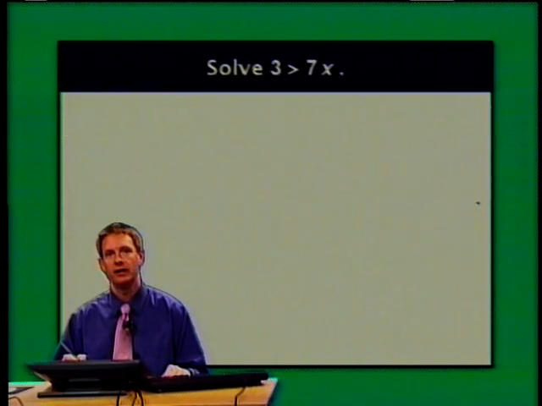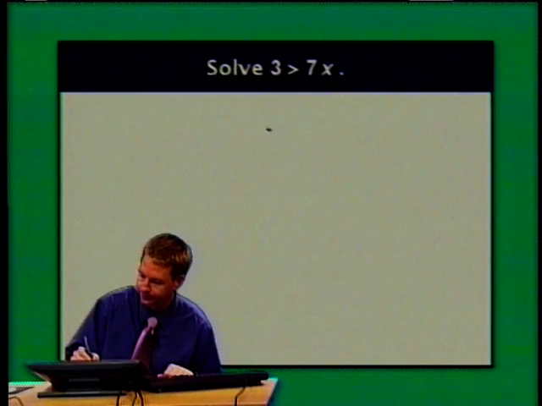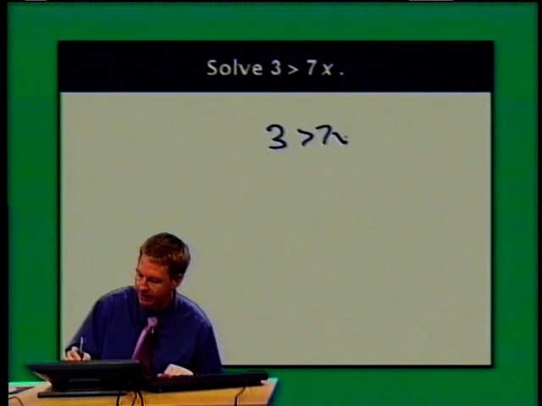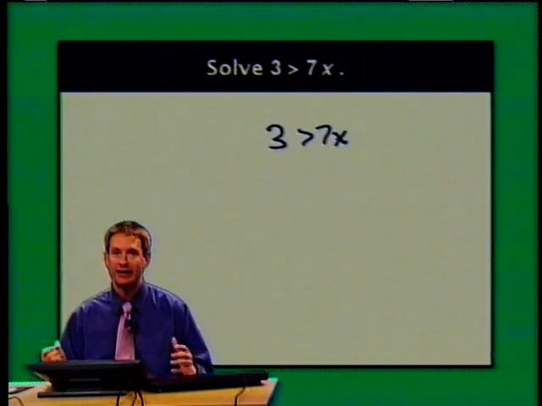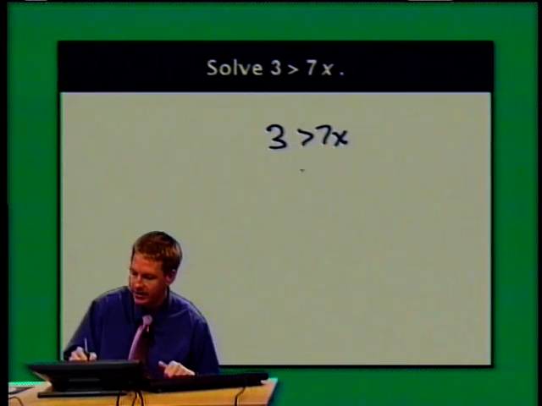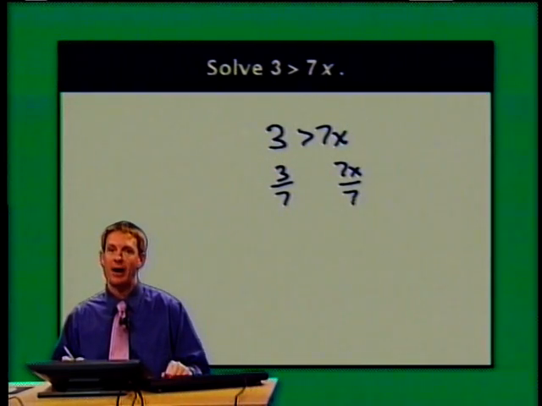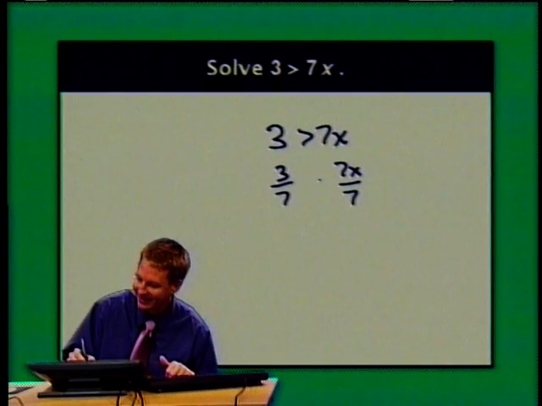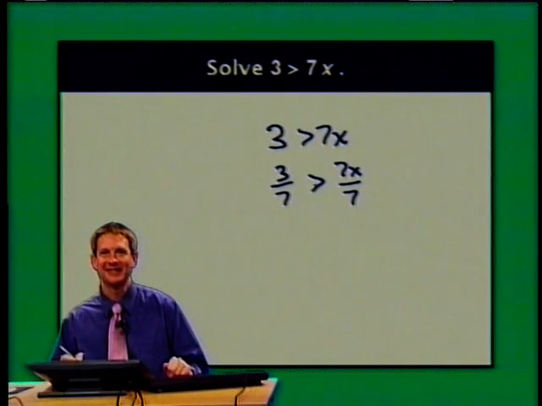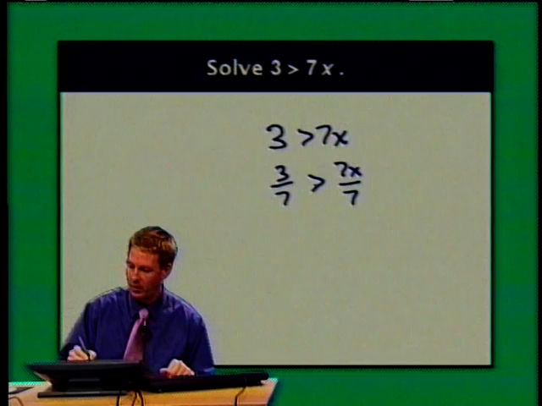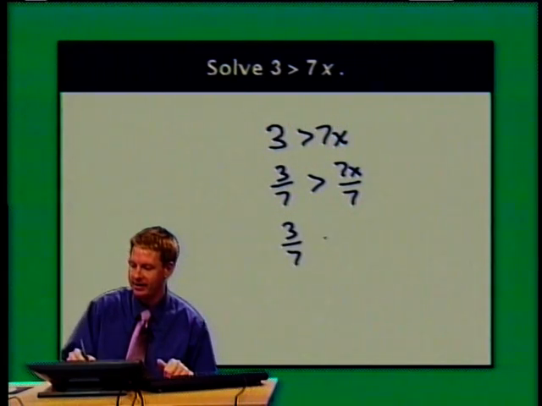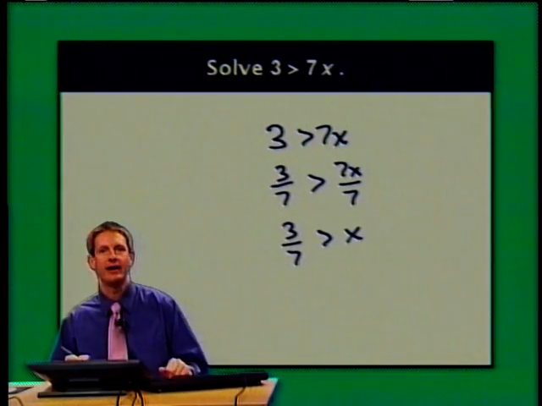Let's solve 3 is greater than 7x. 3 is greater than 7x, so to make x stand alone, to isolate x, all I need to do is divide both sides of this inequality by 7. Since I'm dividing by a positive number, the sense of the inequality is not going to change. This little unexpected thing that's going to happen, I'm giving you more and more clues. So when I reduce, what I'm left with is the inequality 3/7 is greater than x.